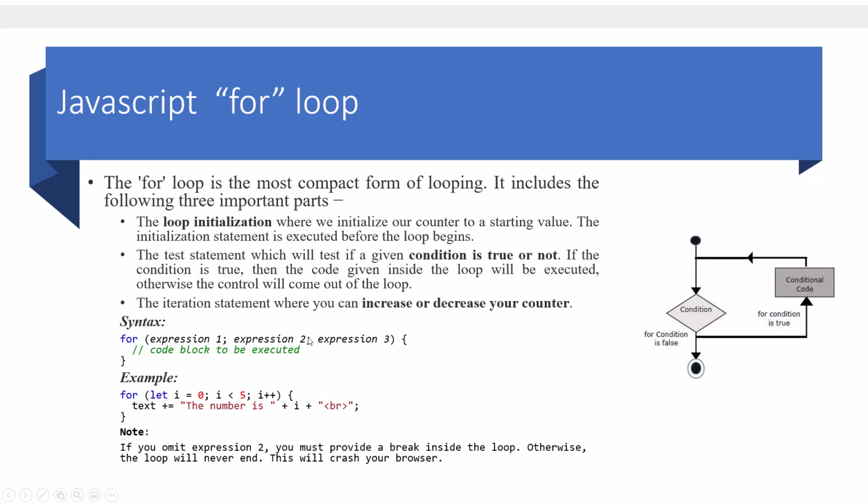So whenever we have some function, or we need to write code where we need to execute the same statements again and again for some value, that time we can use this for loop. So this is the flowchart given here. Here the condition is given. If the condition is false, it will just come out of the for loop. And if the condition is true, then it will execute this conditional block of code. So this is about the for loop we use in JavaScript.